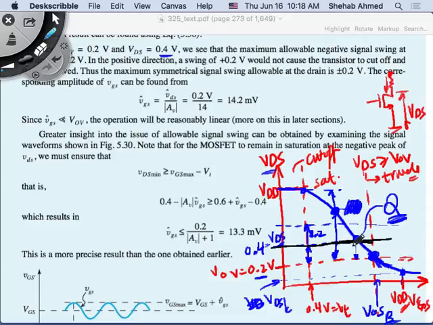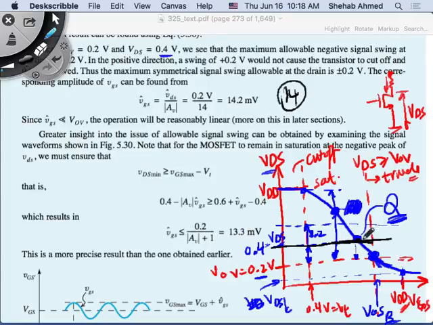This amplification, we calculated the gain to be 14, right? We know the gain, and this curve is pretty much linear. So we calculated this gain to be 14. I know that the gain will be 14. So what is my signal limit? Can I increase my signal to 1 volt and get 14 volts at the output? We don't know. What is the limit?